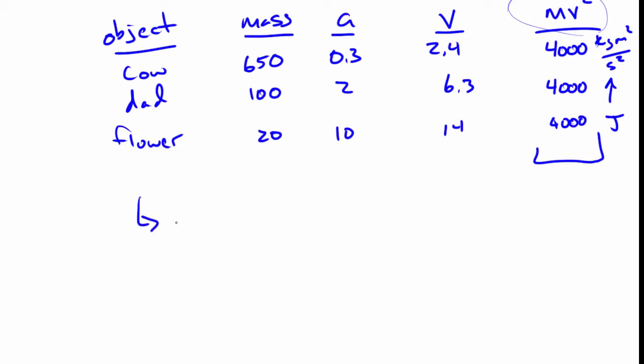For each object, Ben was applying a force of 200 newtons over a distance of 10 meters. Each object is exactly the same. So that's a force over a distance, which we just said is work. So the work in each case was something like 2,000 joules. So in each case, the work was the same. In each case, this quantity, mv squared, was the same.